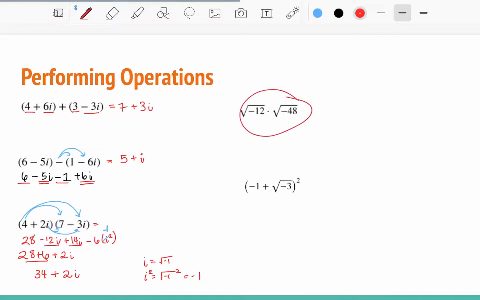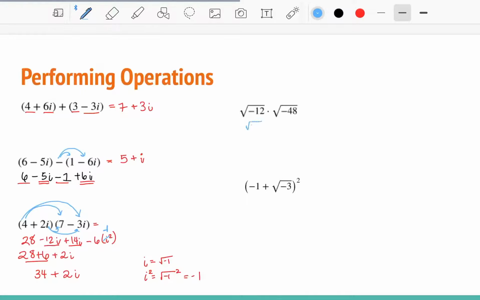Now, we don't have any i's here yet, but we have two negative numbers which are under radicals. We cannot have an even root of a negative number. That's not a real number. That's an imaginary number.